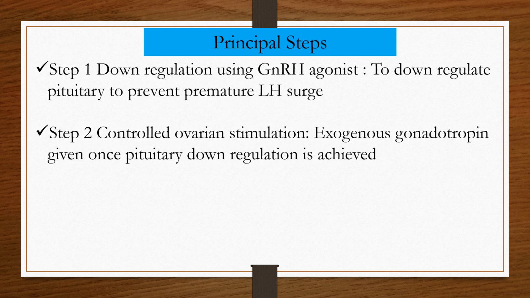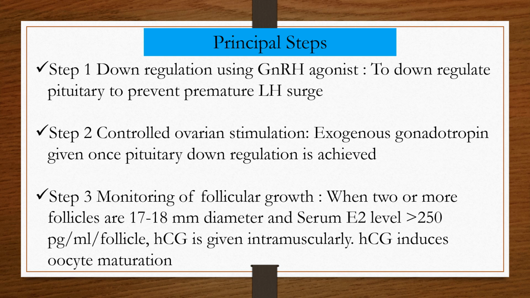Step 2, controlled ovarian stimulation. So when the pituitary down regulation is achieved, we will give exogenous gonadotropin, because this exogenous gonadotropin will help in the maturation of the follicle. Now step 3, we will monitor the follicular growth. From day 8 we will do tests to see the follicular growth, and when we see that 2 or more follicles are 17 to 18 millimeter in diameter, along with the serum E2 level more than 250 picogram per ml per follicle, then we will give HCG intramuscularly. Why HCG? Because HCG induces the oocyte maturation.